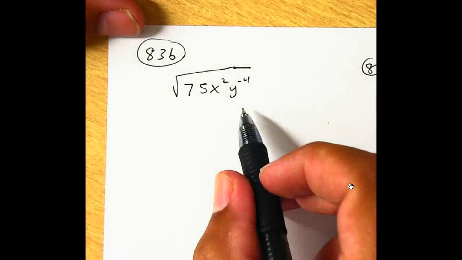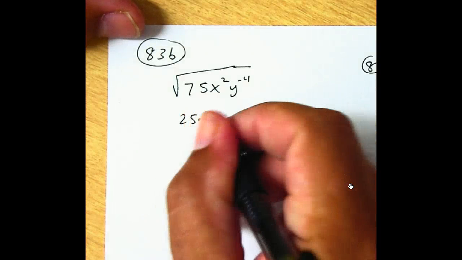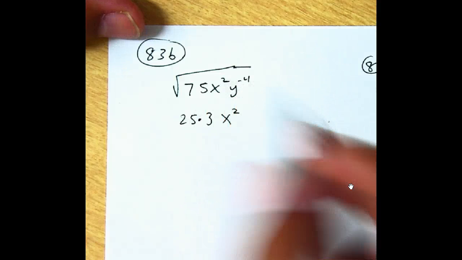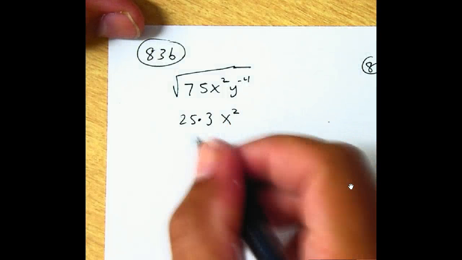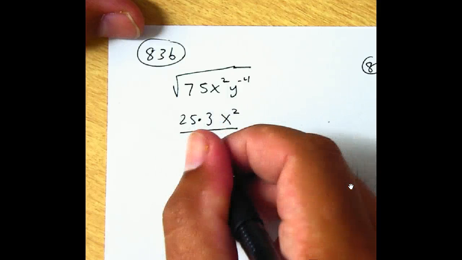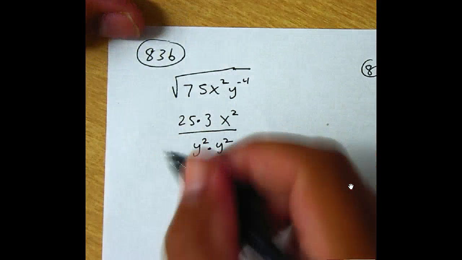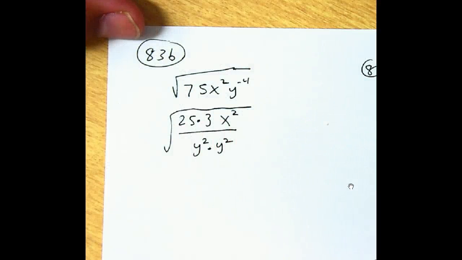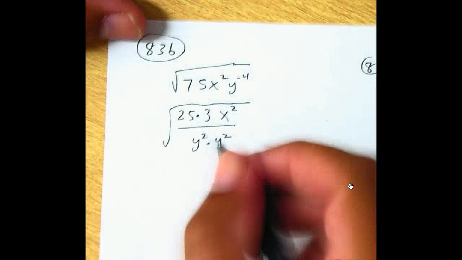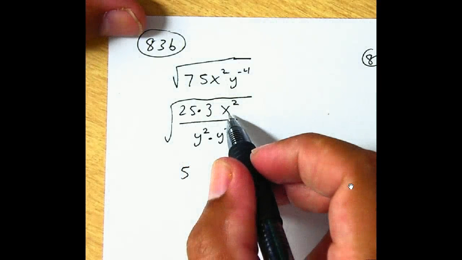And this is what I suggest. Break the 75 into 25 times 3. The x squared, leave alone. The y to the negative 4, flip over the base, and write it as y squared times y squared. Okay, now we take the square root of that, and we look for pairs. And we can take the square root of 25 and get 5. We can take the square root of x squared and get x.